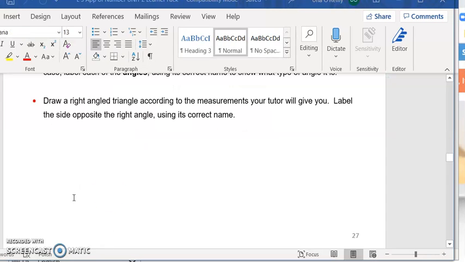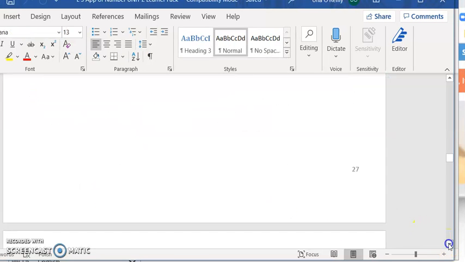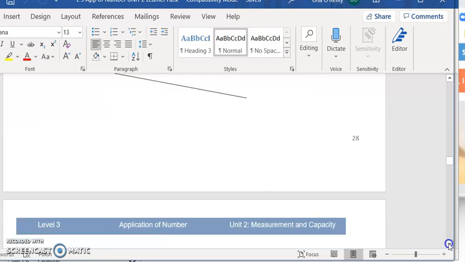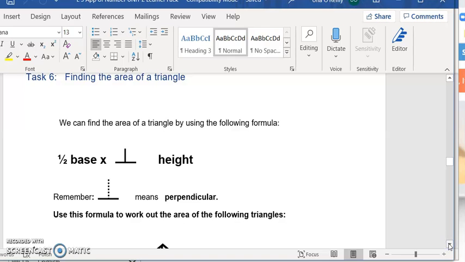So I'll just flick back here. We are not going to do page 28. Like I said, that's hard to do on your own for the first time. Finding the area of a triangle we are going to do.